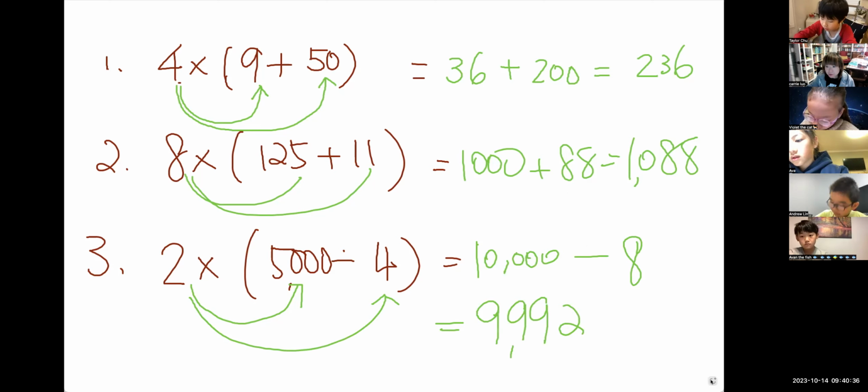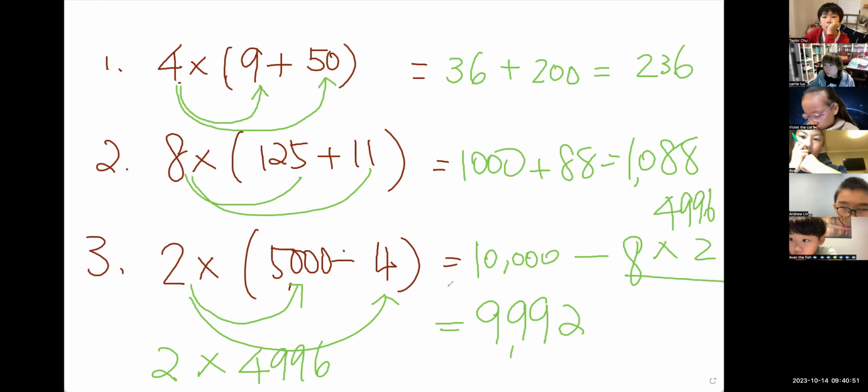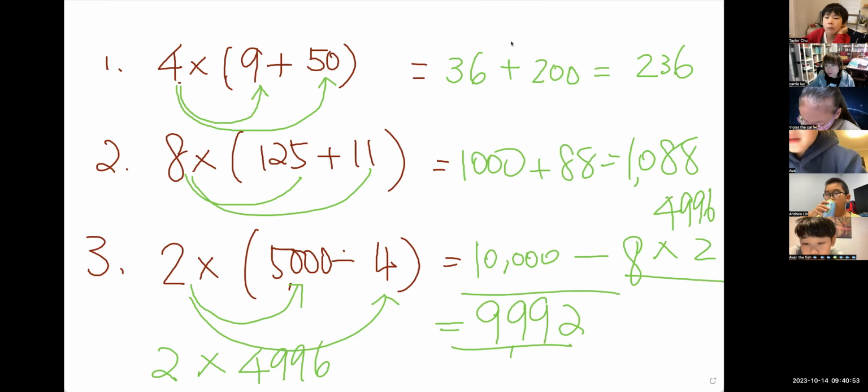Okay, very good. Okay, so this is how we get it. 因为小朋友，你们看一下，如果我们用 regular 的方法做2乘以多少？5000减4等于4996。那你肯定要列竖式了呀，对不对？So with this method, it's much quicker. You can do every single calculations better.